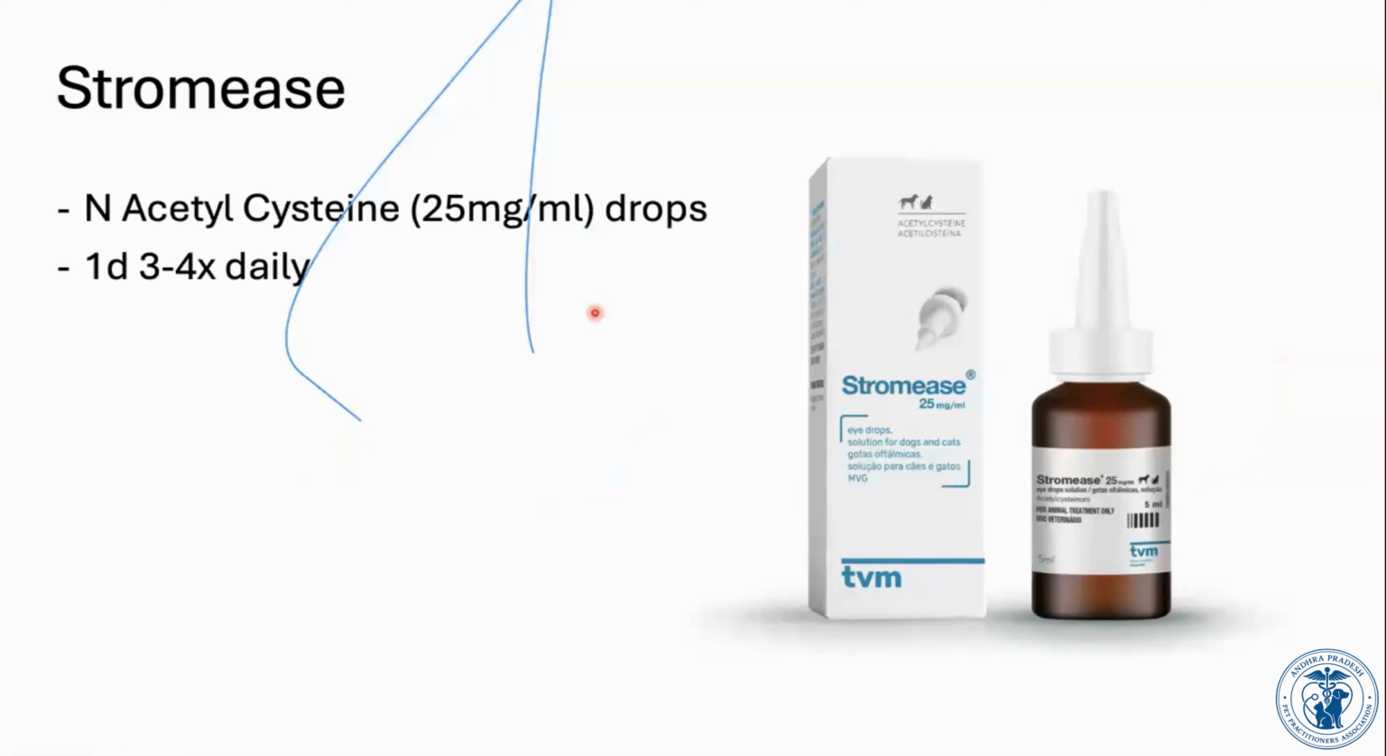Next is Stromaze. It is the new eye drop, and this is nothing but N-acetylcysteine, so it can be used in melting ulcers. This is to be used one drop 3 to 4 times a day.